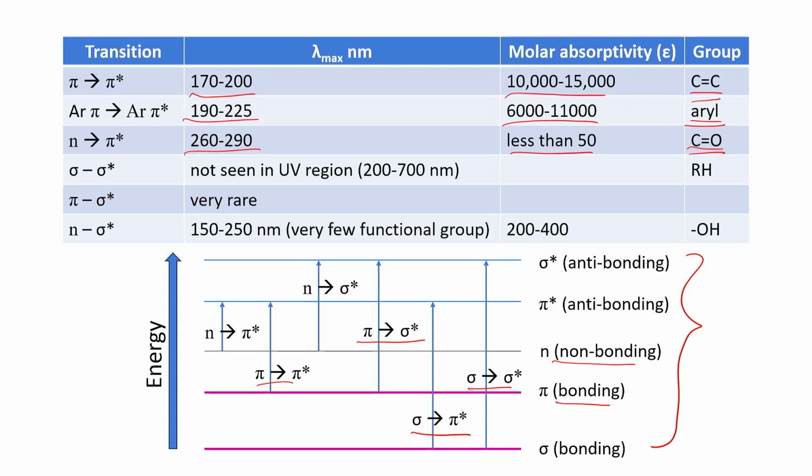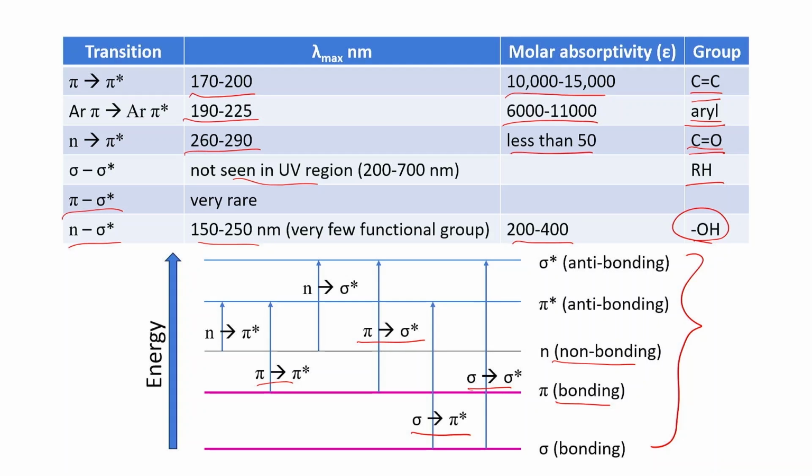And the next one is sigma to sigma star transition. This is generally not seen in the UV region, and alkanes are the groups which show this type of transition. Pi to sigma star transition is very rare, and generally not many groups show this type of transition. And the next one is n to sigma star transition. This varies from 150 to 250 nanometers, and it is also shown by very few functional groups. The molar absorptivity for this kind of transition ranges from 200 to 400, and these are mainly shown by the hydroxy group.